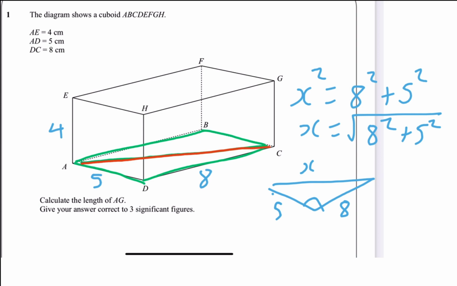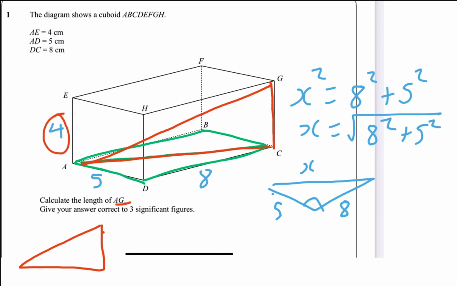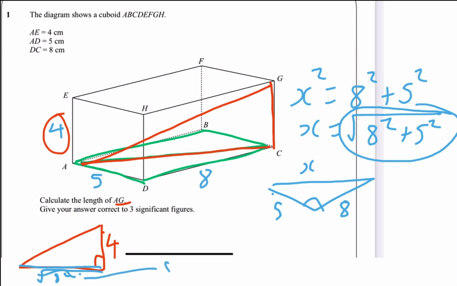We can then take that diagonal and use the height in order to calculate the diagonal going from A to G, which is what they're asking us. So again, we're going to use Pythagoras' theorem. I'll use this in red. There we go. We're going to use our height, which is 4. We're going to use the base over here, which in this case is the square root of 8 squared plus 5 squared.